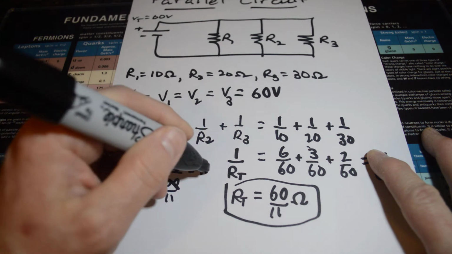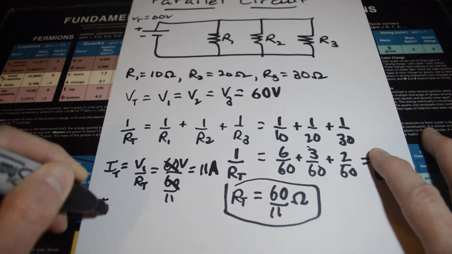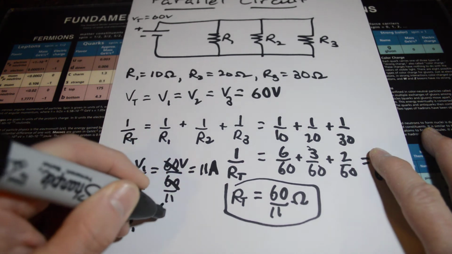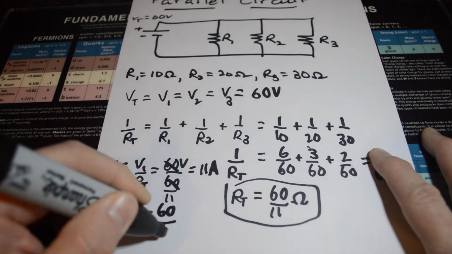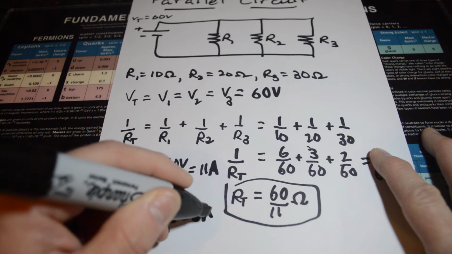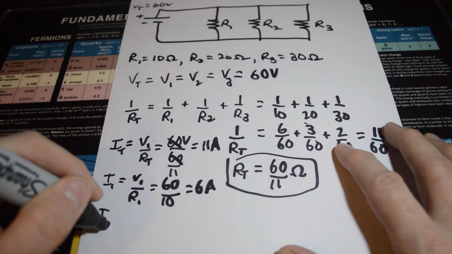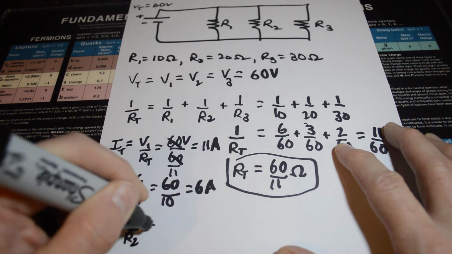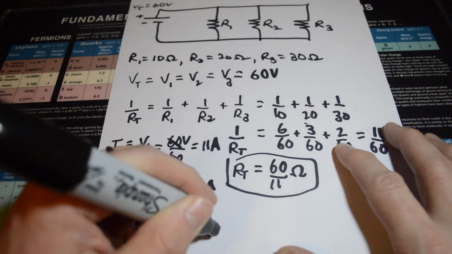Excuse me for saying that, the total current in would be 11 amps. For each one, we take the voltage divided by each resistor. This would be 60 over 10, which is 6 amps. For resistor 2, that would be the voltage divided by the resistance, and that would be 60 over 20, which is 3 amps.